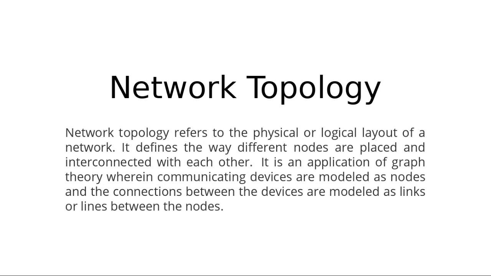Okay, so a network topology basically refers to the physical or logical layout of the network, that is how the devices are connected to each other. It defines the way different nodes are placed and interconnected with each other. I think you have studied graphs in data structures. So nodes in this case refer to different devices. It is an application of graph theory wherein communicating devices are called nodes, and the connections between those devices are known as links, like the edges in a graph.